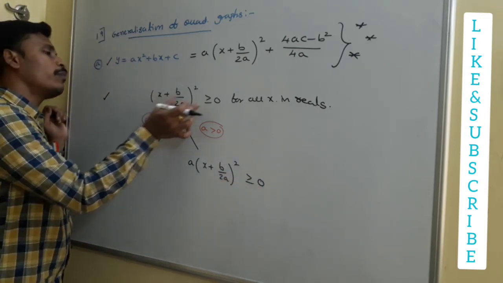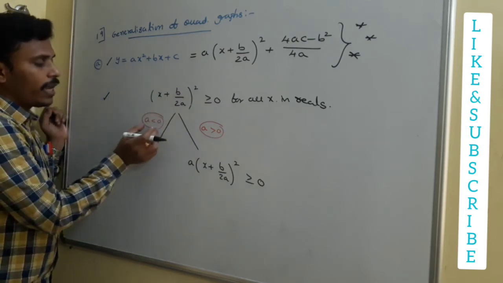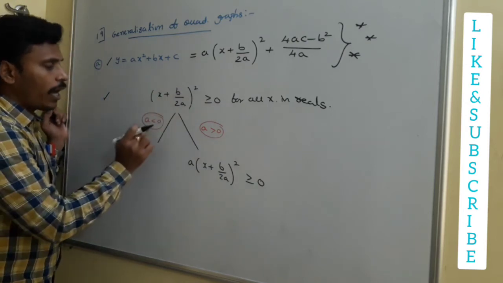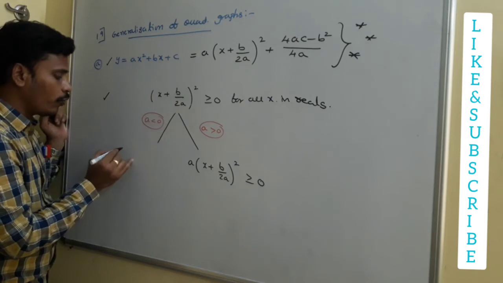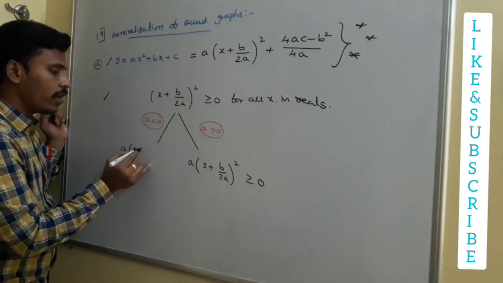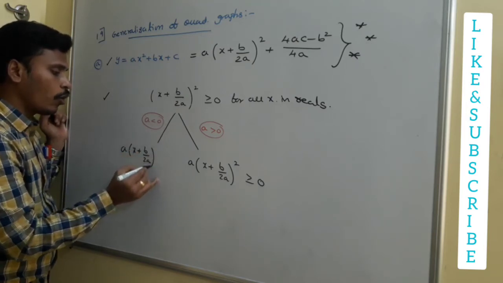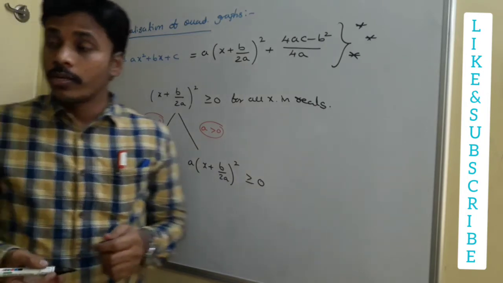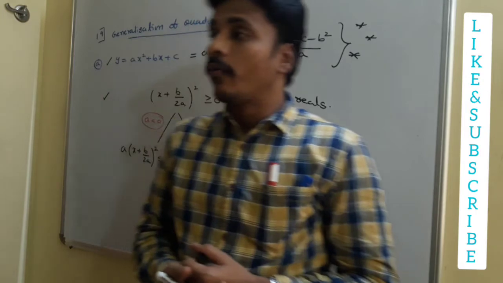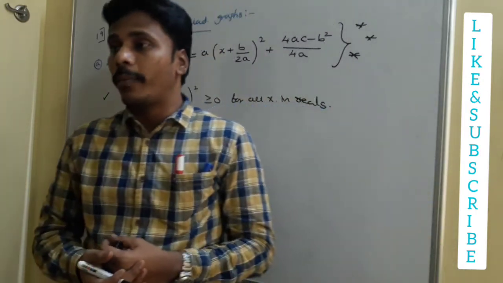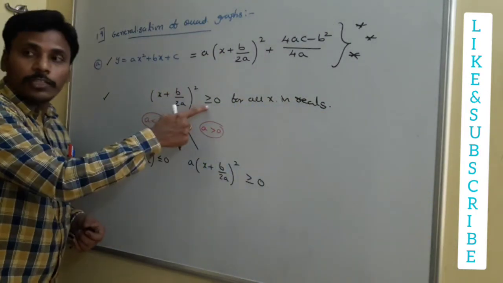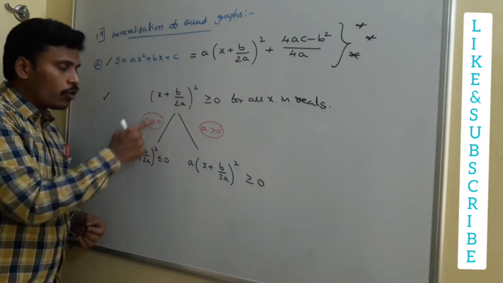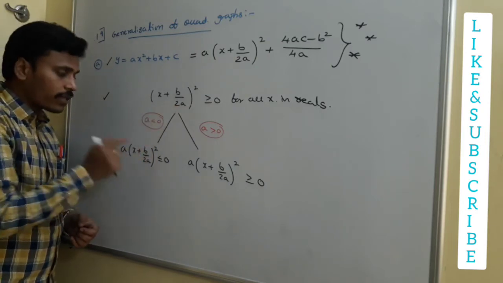And this (x plus b by 2a) whole square is positive, and a less than 0 means a is negative. If you multiply the positive value with the negative value, this is a into (x plus b by 2a) whole square, and this is less than or equal to 0. Anything wrong here? No. A positive value multiplied with a negative value becomes negative, right? That's why this is positive and this is negative, and if you multiply these two, the result is negative.